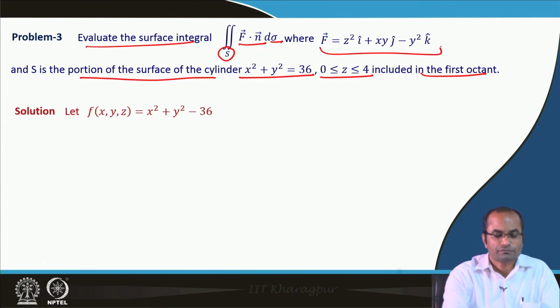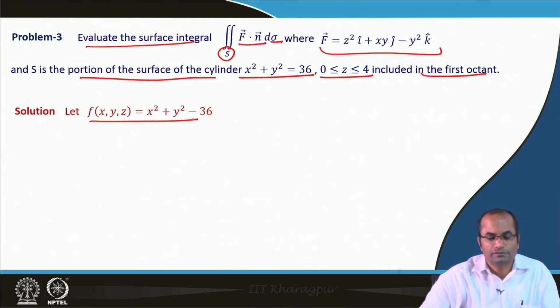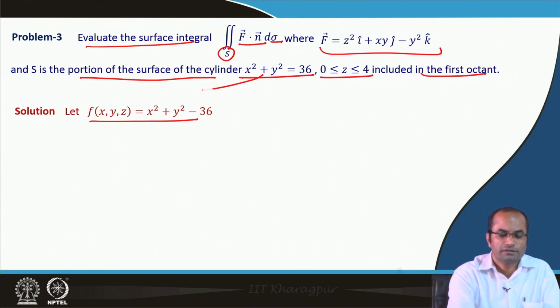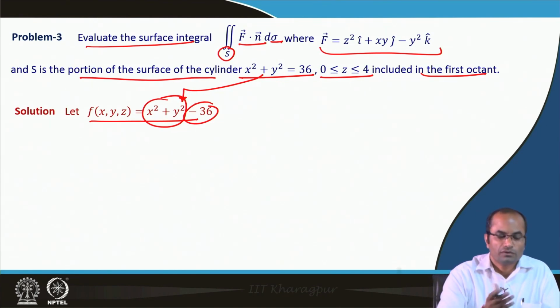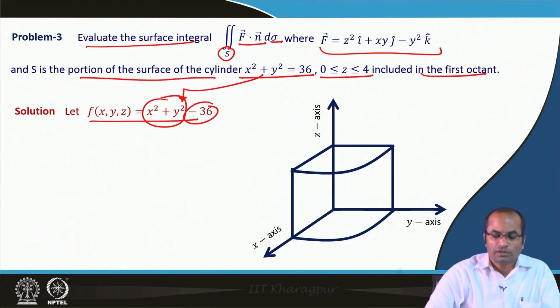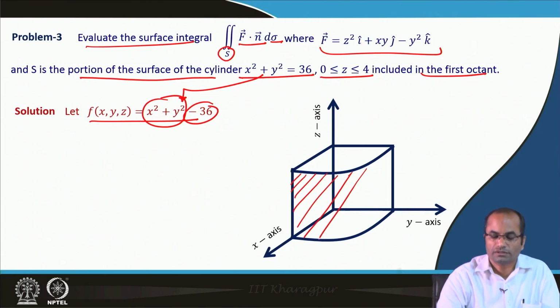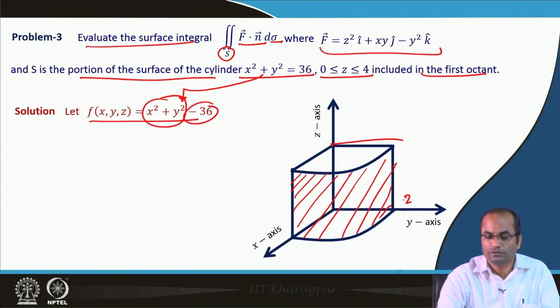Again we will take this f, the given surface x squared plus y squared, that is also fine. The 36 is not playing any role in the evaluation of the gradient, for instance. So, here we have the situation, we have x axis, y axis, z axis, and this is the cylinder which is along the z axis, and it is varying from z equal to 0 to z equal to 4.